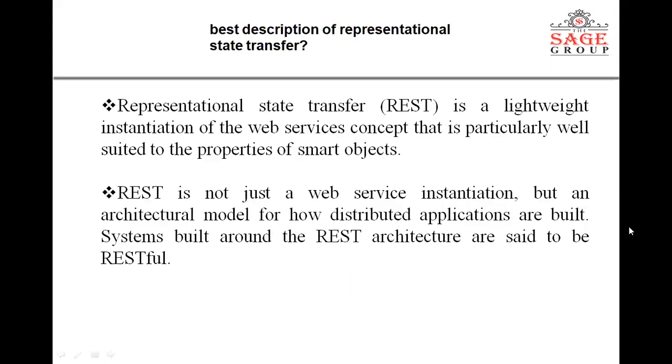Now, the best description of representational state transfer: it is a lightweight instantiation of the web services concept that is particularly well suited to the properties of smart objects. And it is not just a web services instantiation, but an architectural model for how distributed applications are built. Systems built around the REST architecture are said to be RESTful. So RESTful is the representational state transfer, a lightweight instantiation of web services, which we have shown in the previous diagram, right?